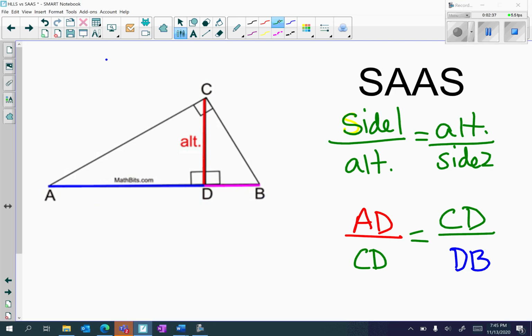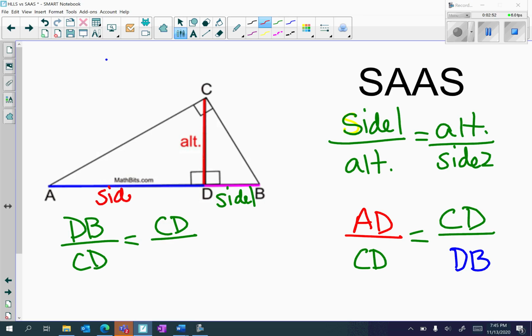Remember, you can also look at it the other way. DB can be side 1 over your altitude, which is CD, is equal to your altitude again, CD, over AD, which can be your side 2. Remember, only use SAAS when you're given the altitude or you're trying to find the altitude.